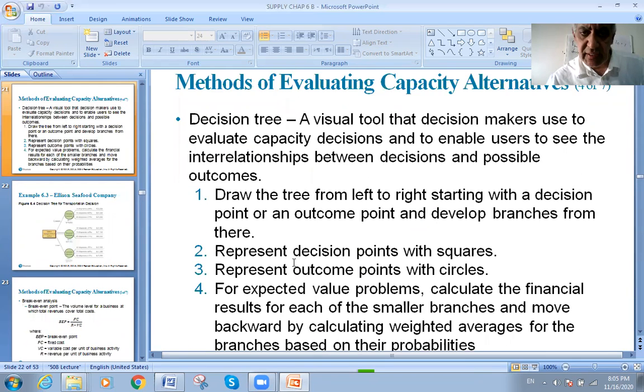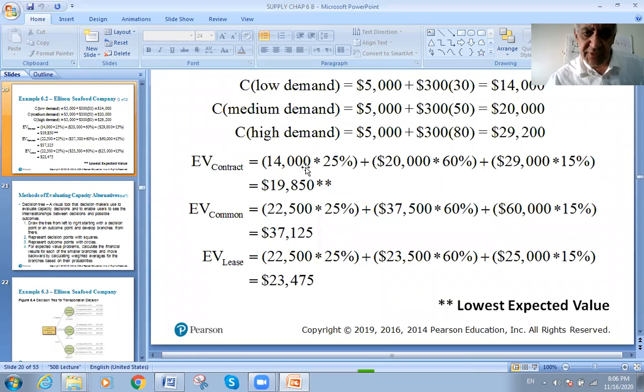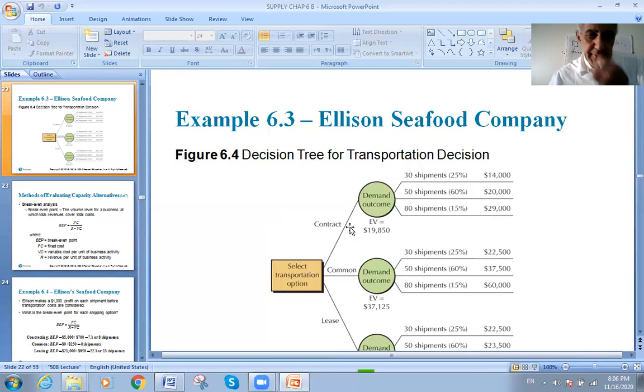Let's go for the solution here. 14,000 times 25%, 20,000 times 60%, 29,000 times 15%. That comes to 19,850. So where will I put this after I finish? 14 by 25, 20 by 60, 29,000 by 15%, and all of them added together will come to 19,850.